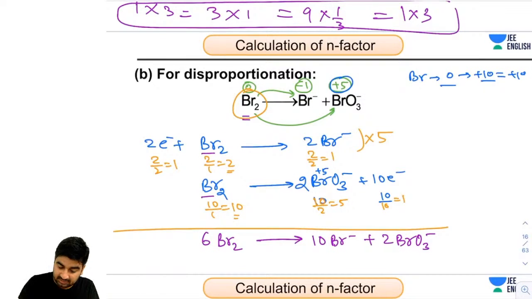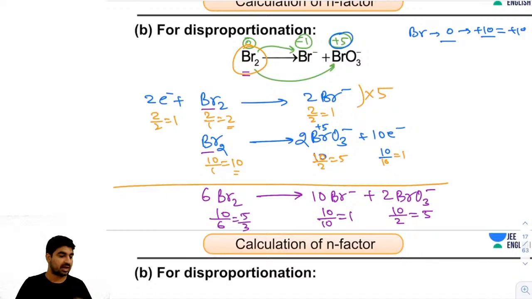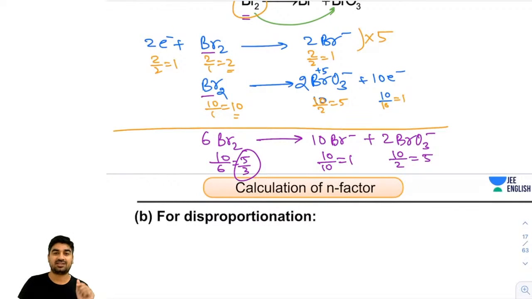So guys, when 10 electrons are exchanging here, 5 by 3, 1 and 5, 5 by 3, 1 and 5, right? So this is how you have done the calculation of n factor. 5 by 3 is the n factor for bromine. It is neither 2 nor 10.